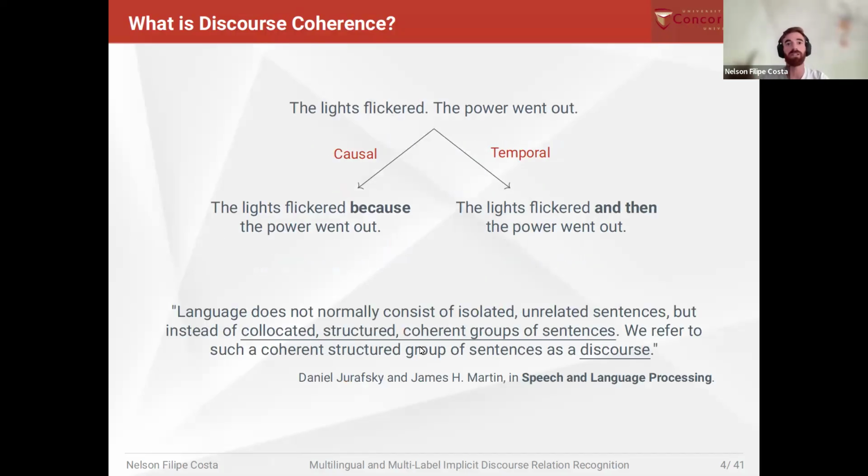But if you want a more formal definition, I'll refer to the Daniel Jurafsky and James H. Martin Speech and Language Processing book that says that language does not normally consist of isolated and unrelated sentences, but instead of collocated, structured, coherent groups of sentences. We refer to such a coherent structured group of sentences as a discourse. So this is a brief overview of discourse.